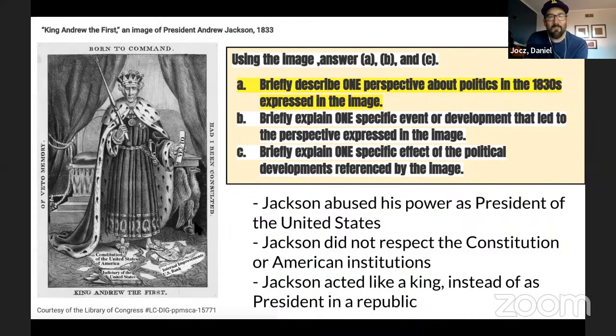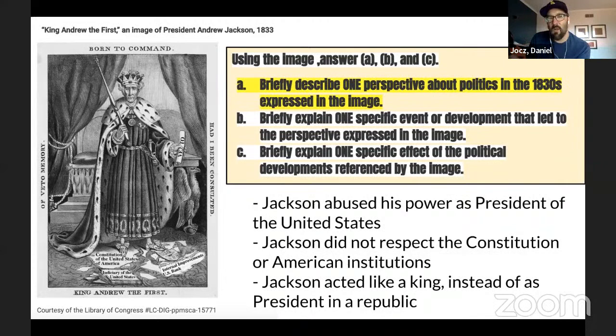Good job, everyone. And think also just of the context of this time. 1833, we're not too far removed from fighting Great Britain. We're not too far removed from becoming a country. And so monarchy, remember those Enlightenment principles, those ideas about a republic are very much embedded in this generation.